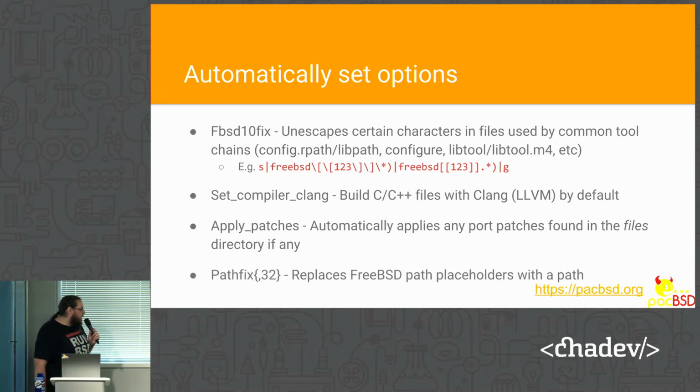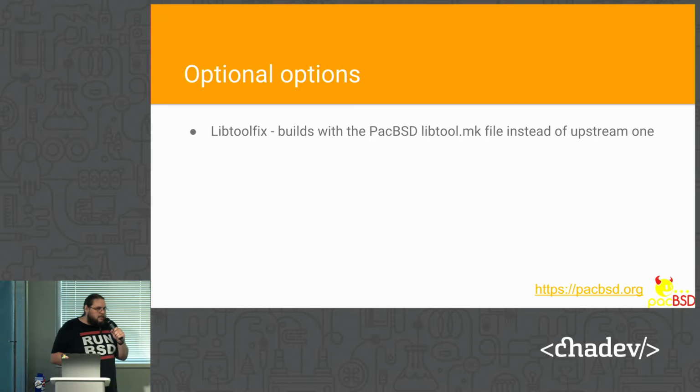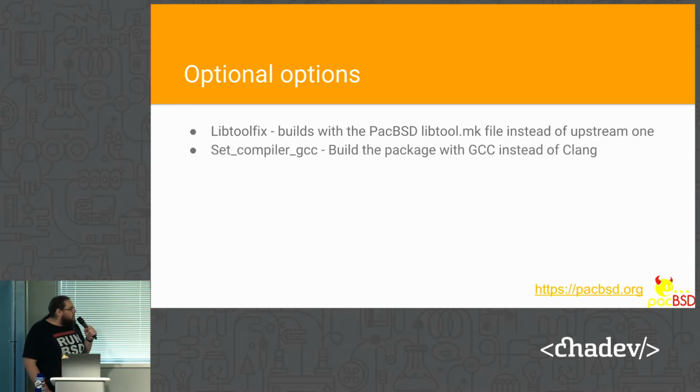And then we have a pathfix and pathfix32, which replaces some path placeholders with an actual path to directories. Some optional ones: libtoolfix, which replaces a file called libtool.mk that some build chains actually use. We replace the one supplied by the vendor with our own, which allows us to build with the correct configuration. Some things we need to build with GCC, so we have an option where we can use that instead.